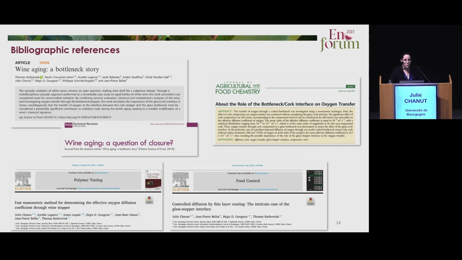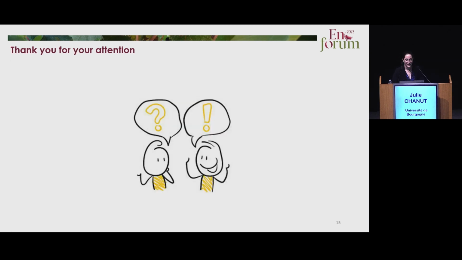Here you see our literature with several publications, papers that were published on the topic. This is the first case study from 2019, if I'm not mistaken, and then another detailed study on measurement methods. And then there is also a paper on the role of the interface, which was a 2021 publication.